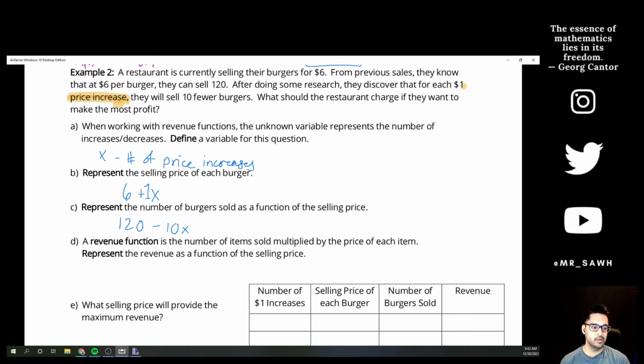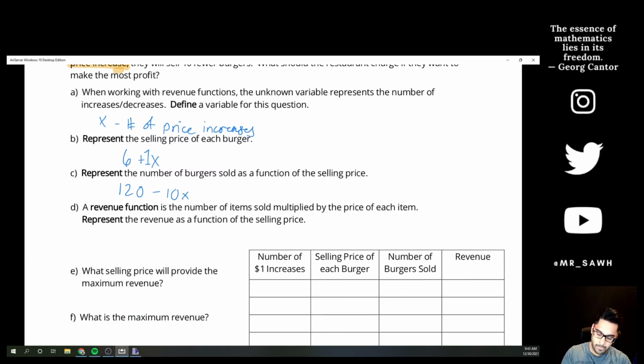Now, a revenue function is the number sold multiplied by the price. If I sold 1,000 pencils at $1 a piece, well, my revenue is 1,000 times 1, which will give me $1,000. So my revenue function is revenue with the input of x, which is my price, so 6 plus x, multiplied by the number sold, 120 minus 10x. There is my revenue function.